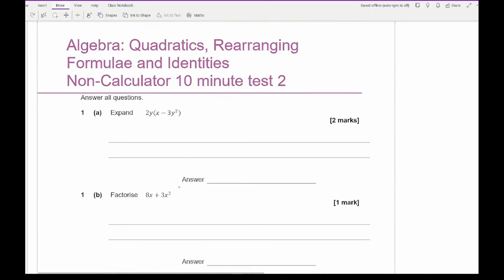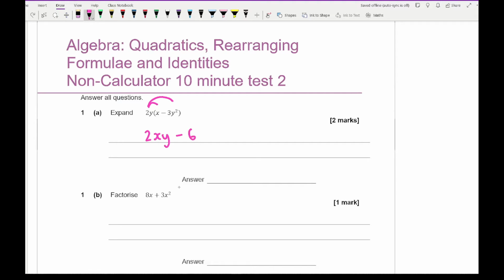So for this, we can either use a grid or we can use loops. So I'm going to go for the loops. So we go 2, and I tend to write the letters in alphabetical order. So if you wrote YX, that wouldn't really be a problem. It's just a way of doing it. And then here we've got 2 times 3, which is 6, and Y times Y squared, which gives me Y cubed, to give me a final answer of 2xy minus 6y cubed.